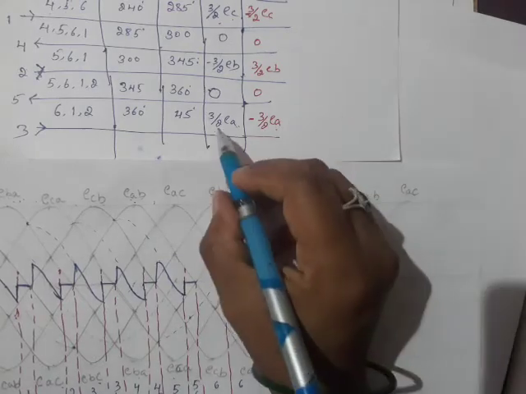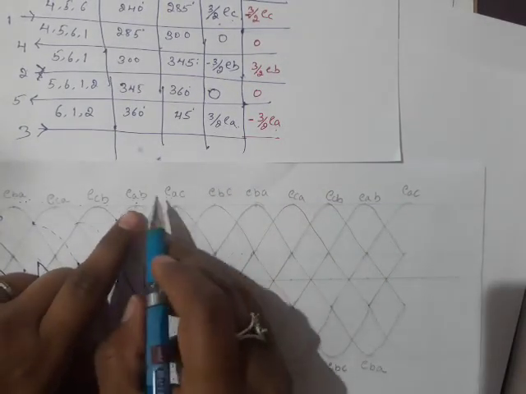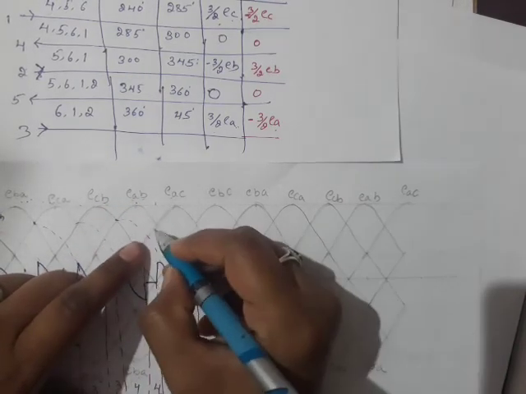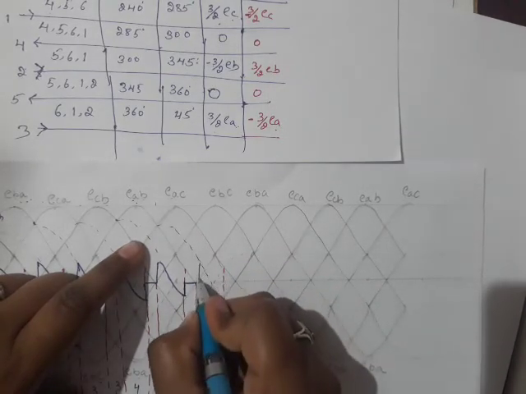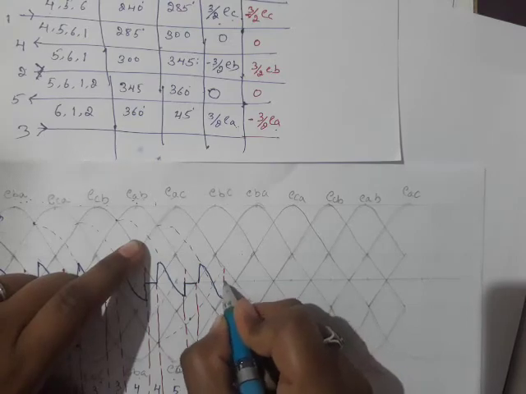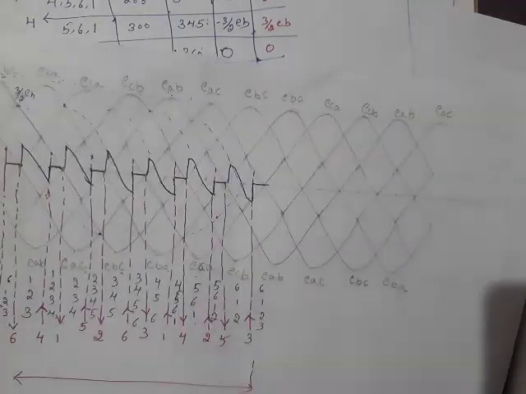Sorry, it is not minus, right? It is plus. I just got confused. So plus means it is easy. Here it is EA minus EB, EA minus EB. So between these it has to follow. So it will follow this one. Then again it will become 0. One complete cycle. This is how you will get the output waveform.